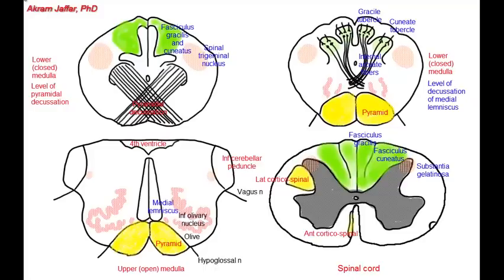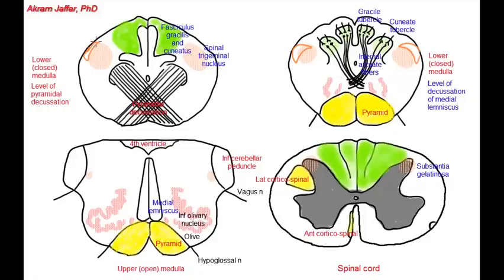This nucleus is one of the three sensory nuclei of the trigeminal nerve. The first one is the mesencephalic nucleus, which is located in the midbrain. The second one is the main sensory nucleus, which is located in the pons, and the other one is the spinal nucleus of the trigeminal nerve, which is responsible for noxious sensations, including pain and temperature sensations, and it is located in the medulla oblongata and the upper two segments of the spinal cord. This nucleus gives rise to the spinal tract of the trigeminal nerve.